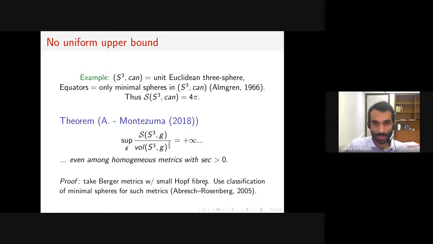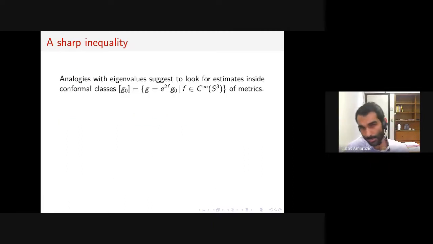Okay, so if the completely general question is hopeless, since there is no uniform upper bound for this number, the right question is, well, maybe there is some class of metrics such that the restriction of this number to this class still has an upper bound. And by making some analogies with other problems, we thought that the right class would be the conformal class of metrics. So if you pick a metric and look at all the metrics that are a function times this metric, you define the conformal class of this metric, and then you can try to compute the systole normalized by the volume within this class of metrics.